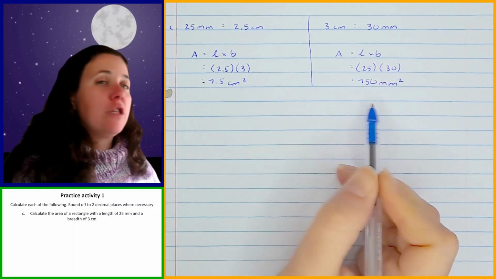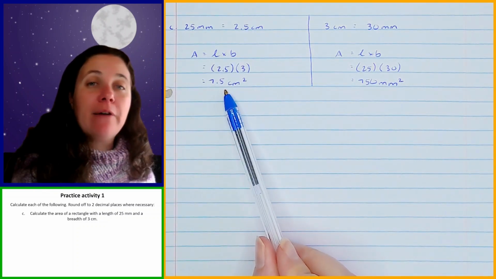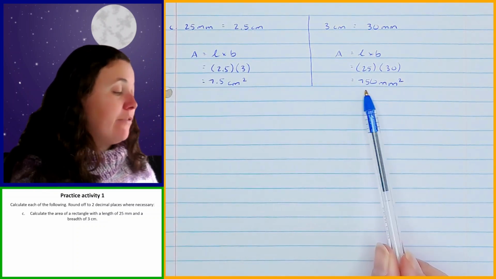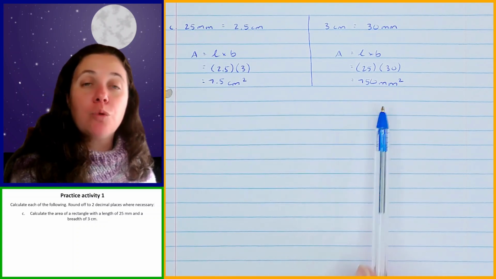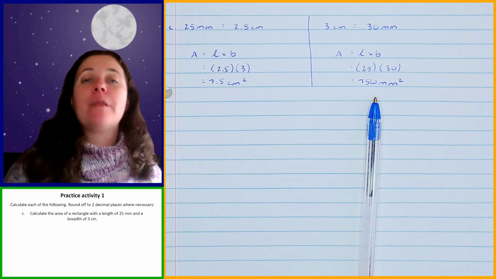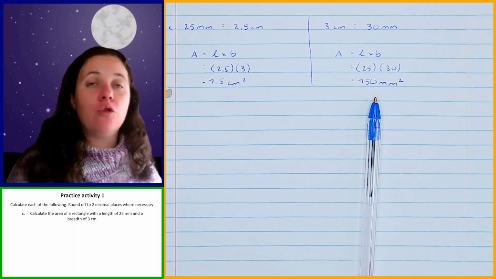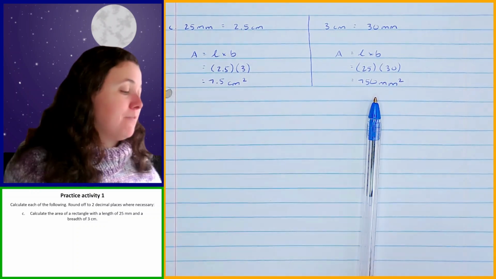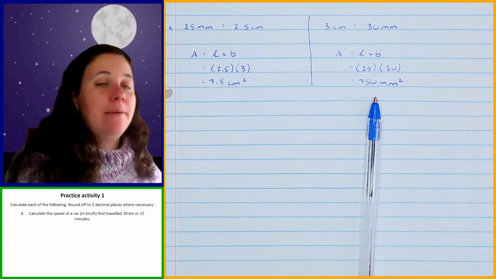So these are the two options you should have had or could have had. You could have had 7.5 centimeters squared or 750 millimeters squared, depending on which unit of measurement you chose to work with. But you have to choose a unit of measurement. You can't work with them both together. Okay, so when you're working in a formula, you have to keep your units of measurement consistent. Okay, right, so that was question C. Then question D.